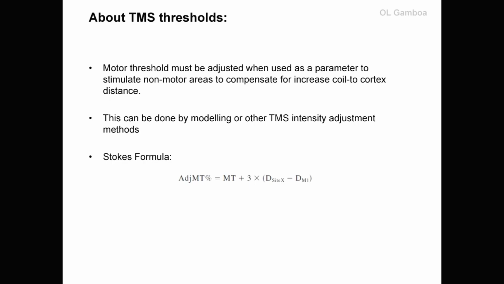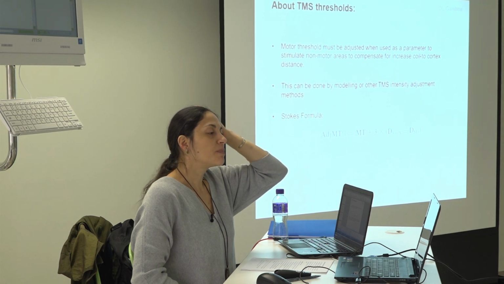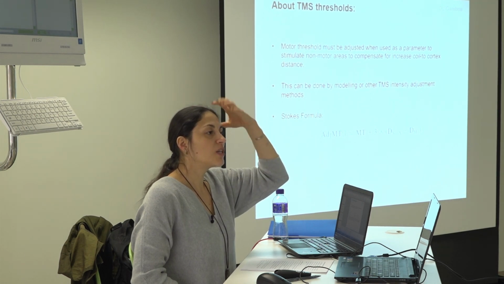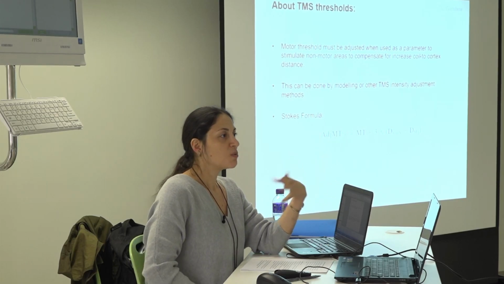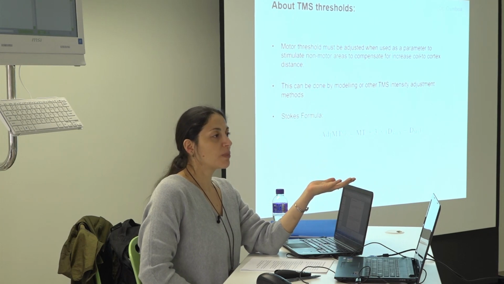All these thresholds are calculated for the motor area, but when you are doing the stimulation in areas outside the motor cortex, you don't know if this stimulation is actually the right intensity. We don't know if we will get the same effect. So it is recommended that you adjust for this new area you are going to stimulate. This can be done by modeling. We already talked about this.